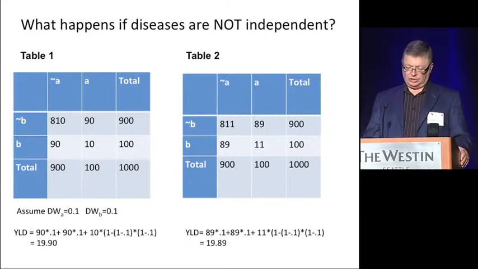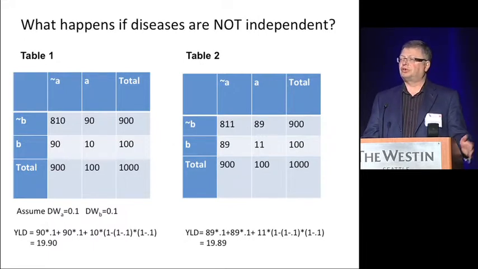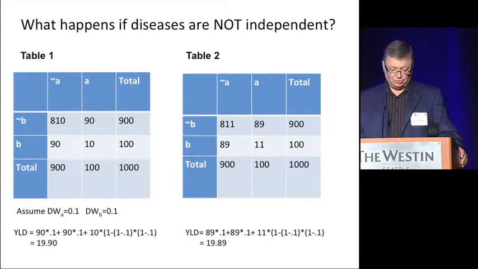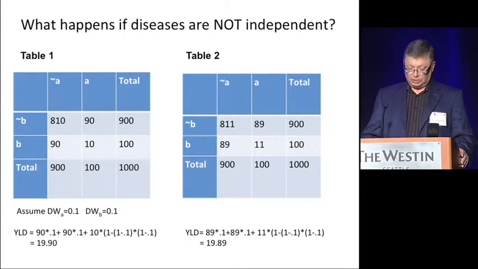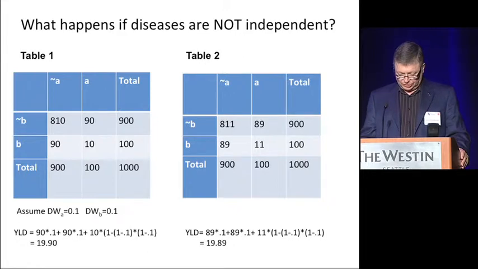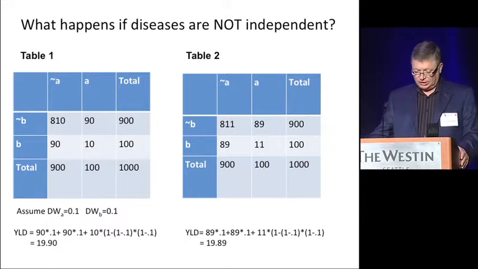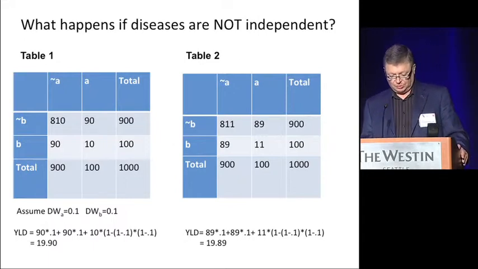Let's assume that the disability weight for each of the diseases, A and B, is, for example, 0.1. Then the disability associated with both disease A alone and disease B alone is 0.1. Under the model we're assuming, the disability associated with both diseases together is 0.19. This is slightly less than would have been the case if the disabilities had been additive. It would have been 0.2.